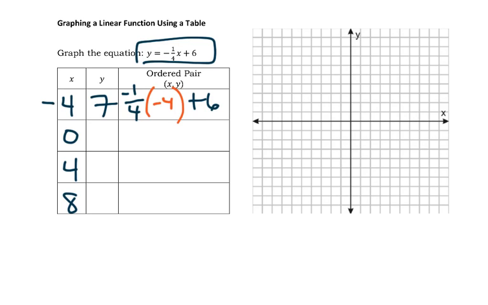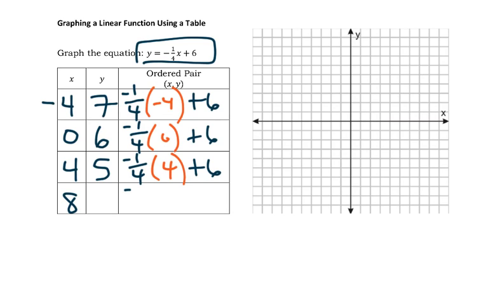I'm going to do the same thing for 0. So negative 1/4 times 0 plus 6. Negative 1/4 times 0 is 0, plus 6 is 6. I'm going to do the same thing for 4. So negative 1/4 times 4 plus 6. Negative 1/4 times 4 is negative 1, plus 6 is 5. And then the last one, negative 1/4 times 8 plus 6. Negative 1/4 times 8 is negative 2, plus 6 is 4.